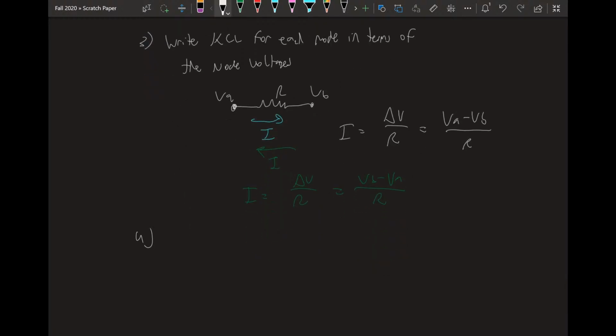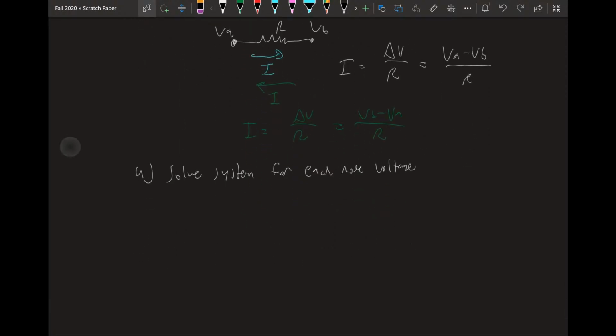Once you've done this, you're going to solve the resulting system equations for each node voltage, because node voltage will get you the node voltages, obviously. And as a little bit of addendum, if you have dependent sources, you want to express each dependent source in terms of node voltages, and then solve. Then you can still solve system equations, just without worrying about those pesky dependent sources.